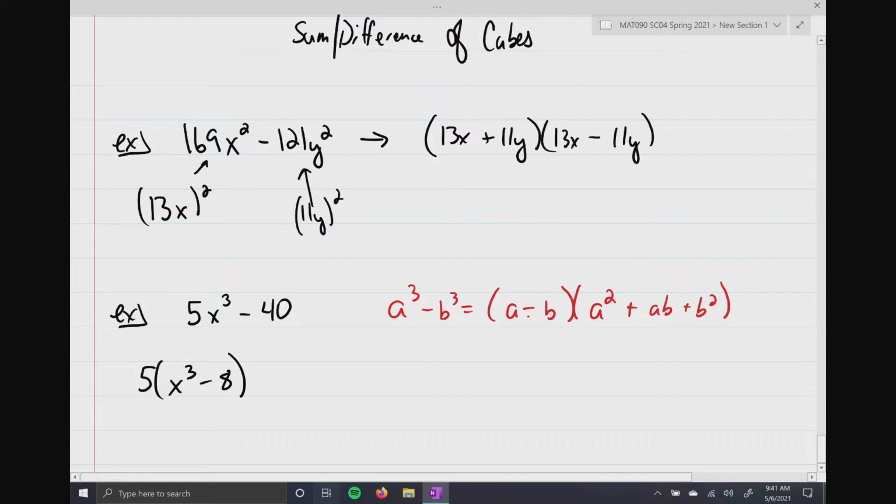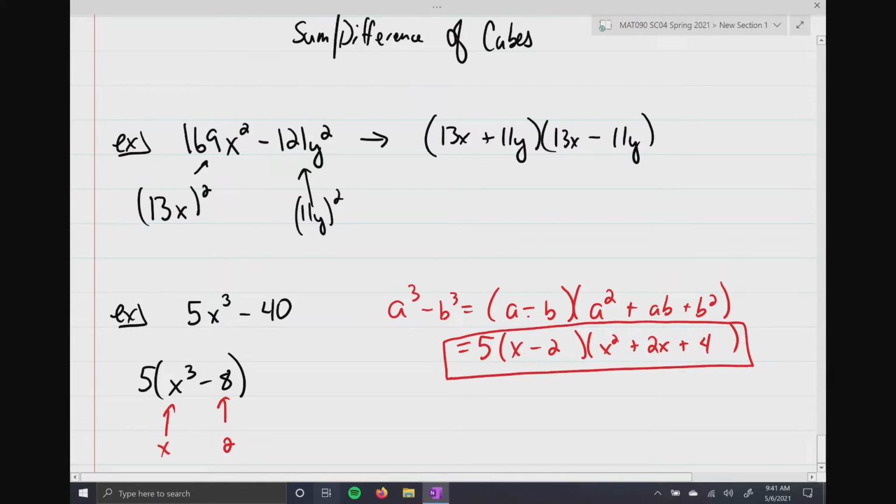So for us, our problem is going to equal, now remember, you have a 5 out front. Don't forget that. That is going to be an x. That is going to be a 2 because 2 to the third power is 8. So, x minus 2 times a quantity, x squared plus 2x plus 4. Are there any questions?